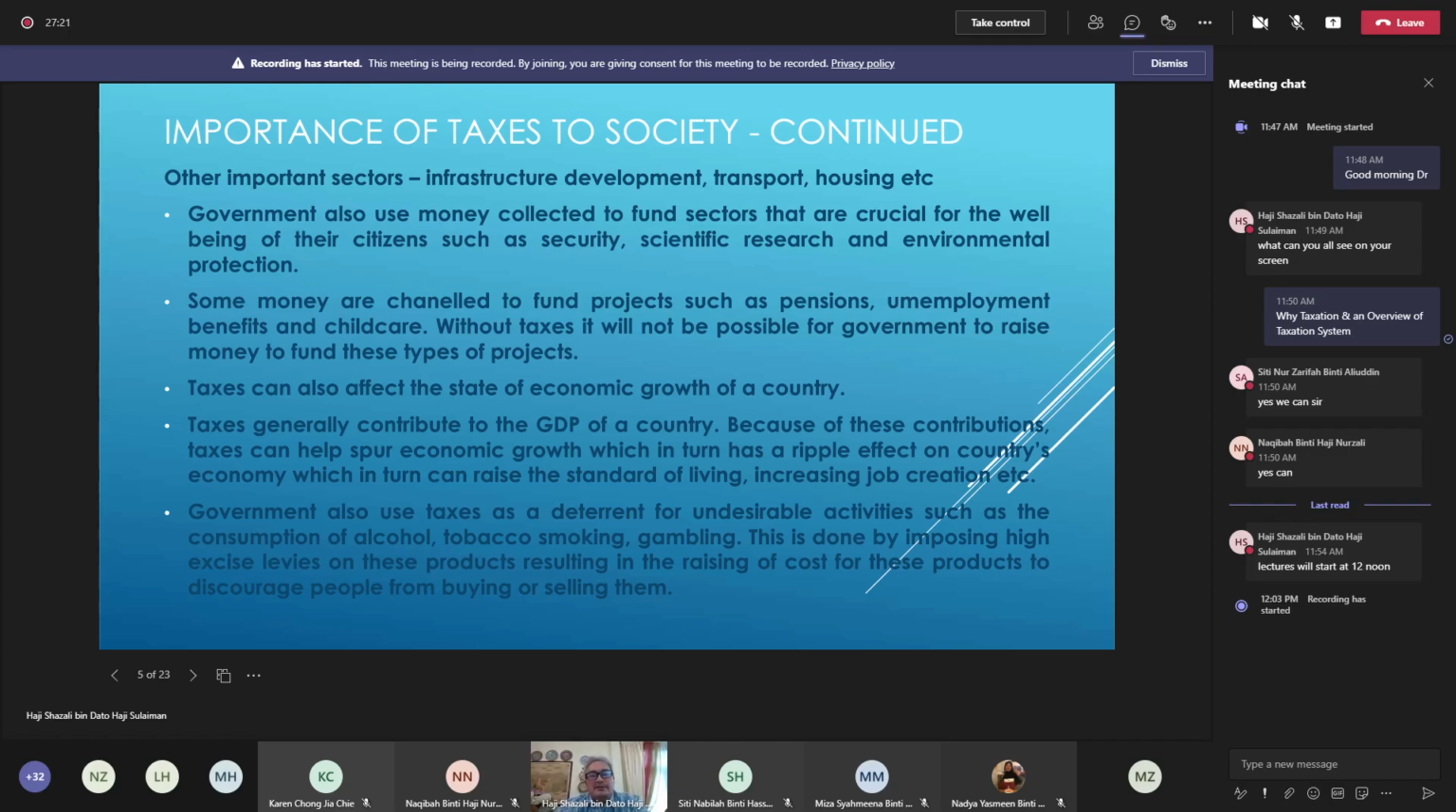And in Singapore, obviously, with the gambling tax, if you're a citizen to go into places like casinos, you need to pay a large amount to go in to gamble. So they're trying to deter people from gambling. So this is done by imposing high excise levies on these products, resulting in the rising of the costs of these products to discourage people from buying or selling them. But more to discourage people from buying them. There will always be people who will try and sell these items. Okay.